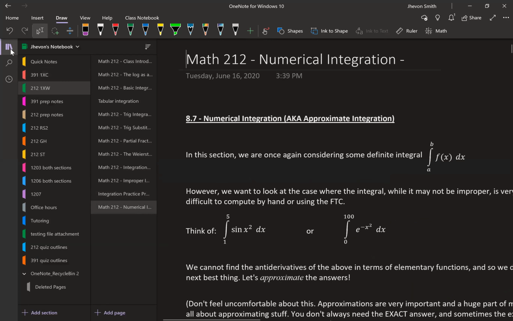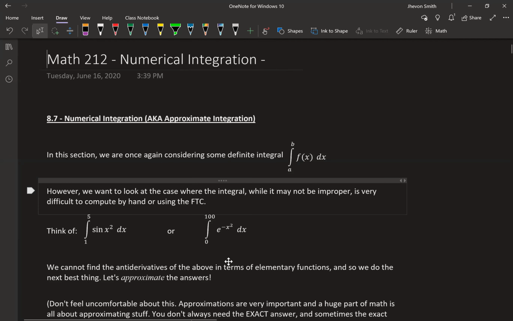Another topic, which technically was in the section before this, is numerical integration, because there are times when we have an integral that's very important, like let's say this one, where it's not improper, so I can't really use limits or anything like that we use for improper integrals. But at the same time, it's really hard to compute, and I would actually like to know a specific answer, right?